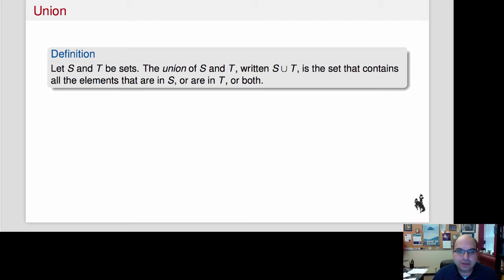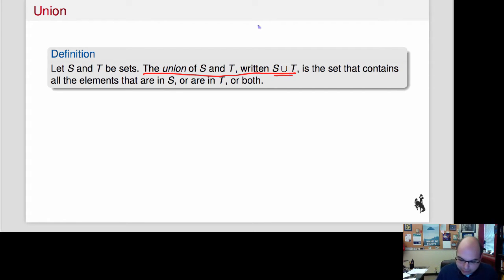Okay, so let's continue our tour through some of the set operations. So we have now union, okay? The union of two sets, we write that as S union T. It's a set that contains all the elements of S and all the elements of T. Could be in both, okay?